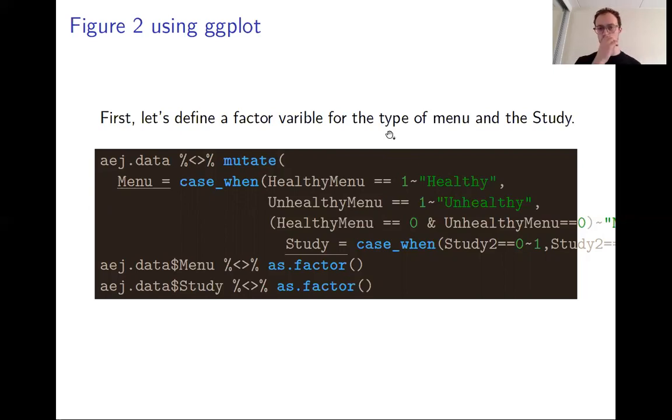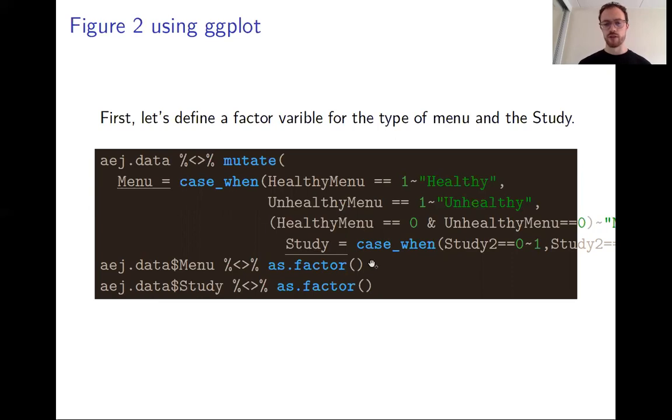So we first need to recode menu, and I'm doing this by using mutate and creating a new variable menu and adding this to the AHA dataset. And menu, I'm using this vectorized if statement function, case when. So if healthy menu is equal to 1, then this variable menu should be called healthy. If unhealthy menu is equal to 1, this variable should be called unhealthy. And if neither healthy menu is 1 nor unhealthy menu is 1, it should be mixed. And you cannot see mixed here, but that's what it says.